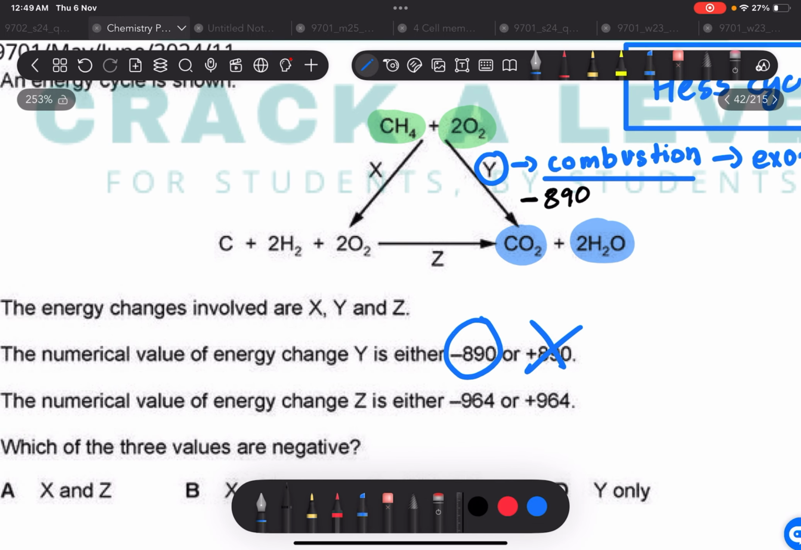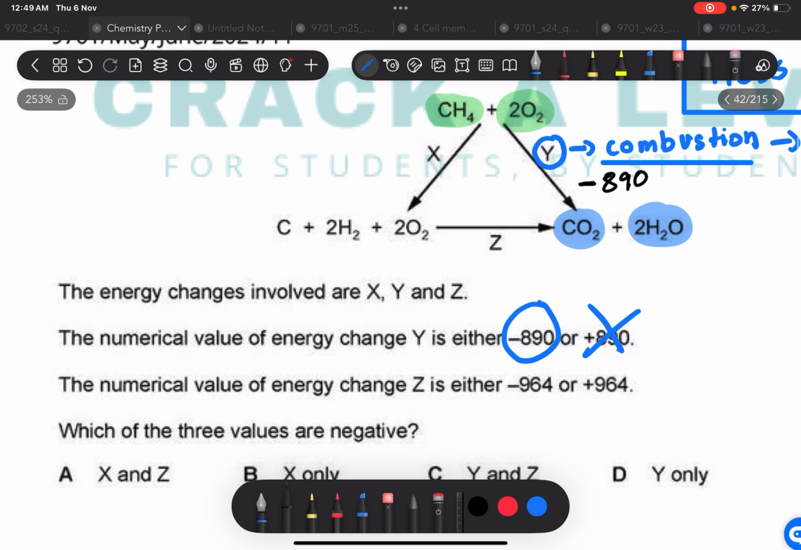So let's write in negative 890 over here. Okay, the next part says the numerical value of energy change Z is either negative 964 or positive 964. Let's analyze what's happening at Z. There are some bonds being broken and there are bonds being formed. It's formation happening, and formation is the majority of times exothermic. Majority of times it's exothermic, but it can be endothermic as well.